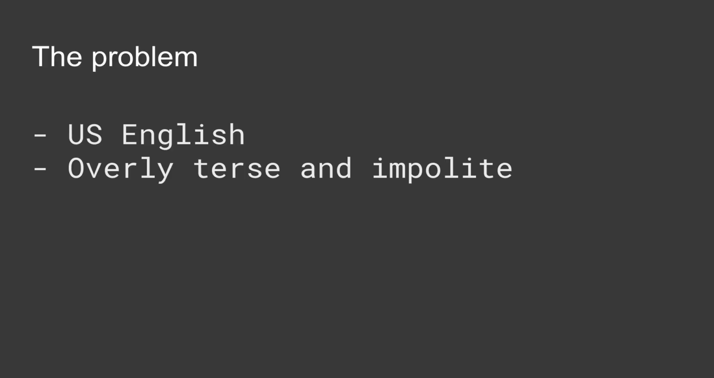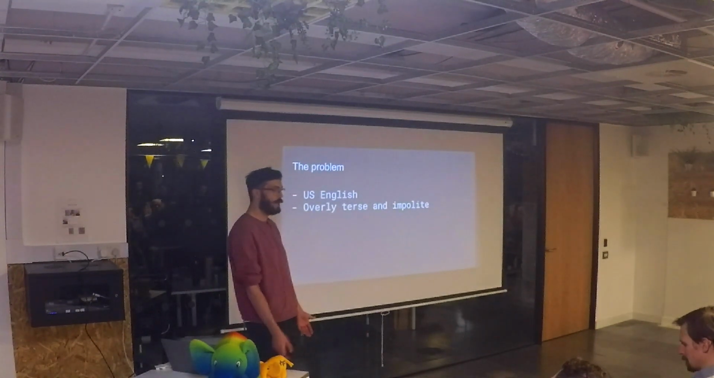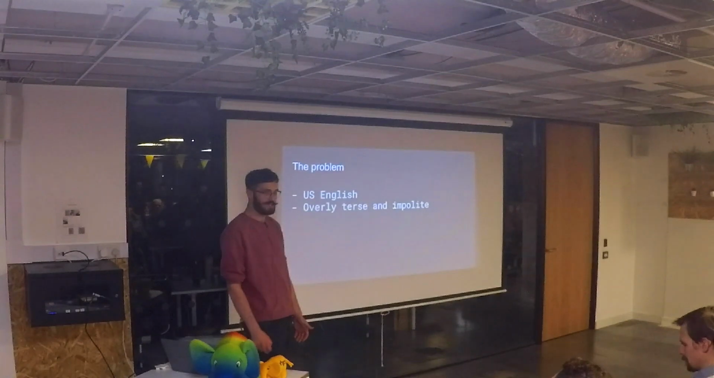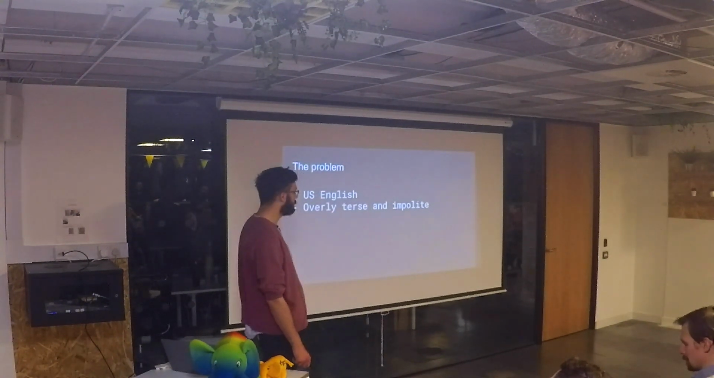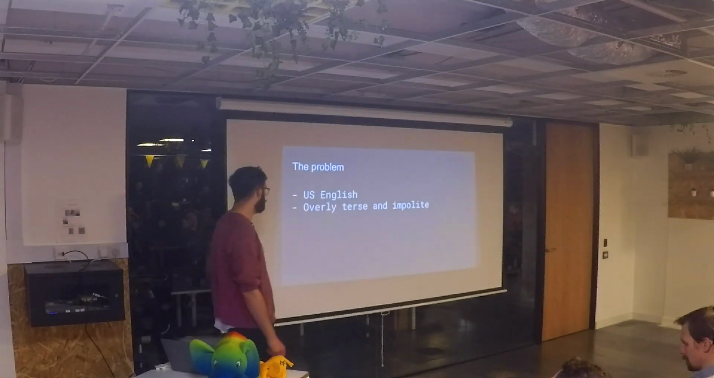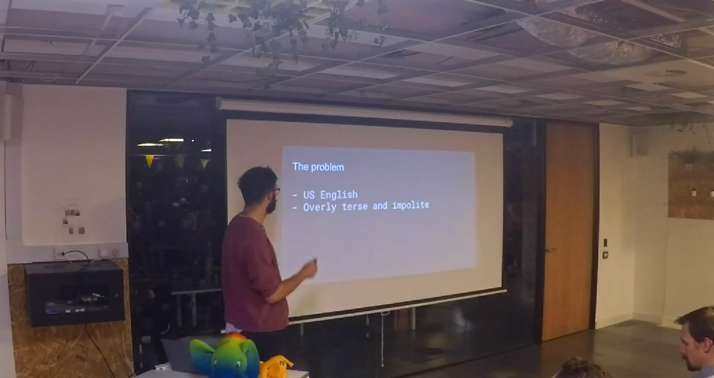So the main problems really are the heavy use of Americanized English. I'm probably not the only person that now just naturally spells colour without a U and uses Zs all the time when I should be using Ss. And it gets quite annoying and all my friends make fun of me for it. And it's just overly terse and impolite and not very British.